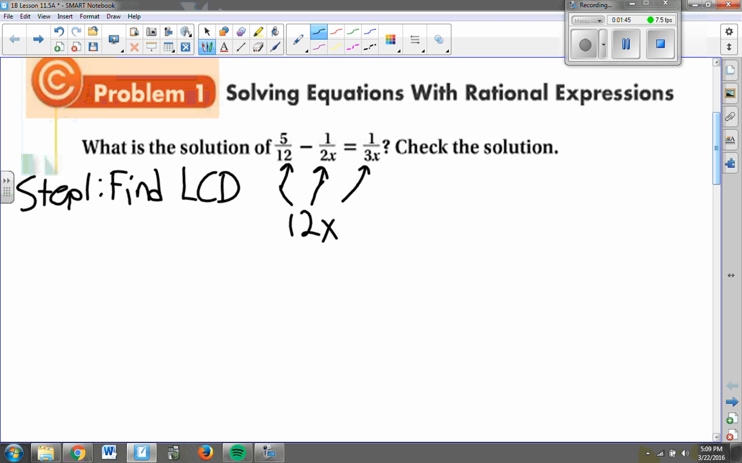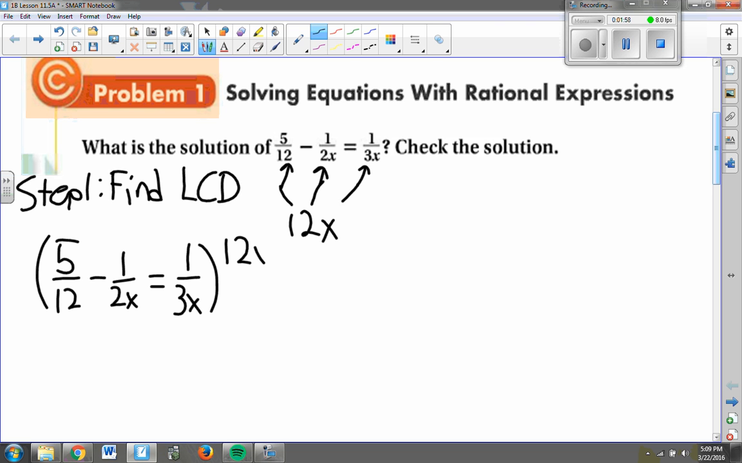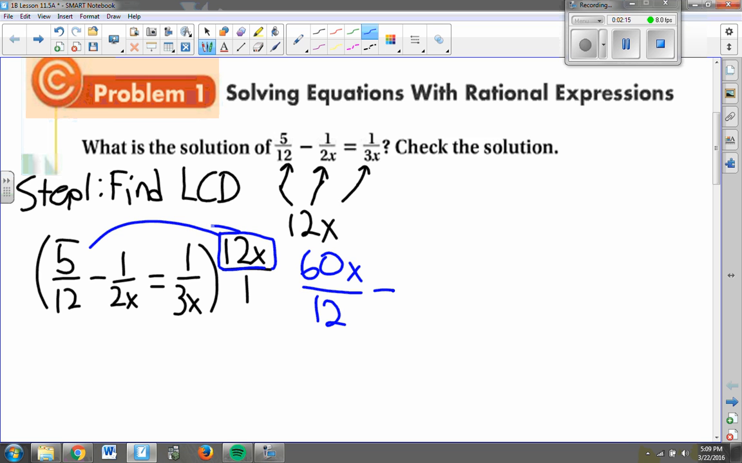So then I will multiply that entire equation, 5 over 12 minus 1 over 2x equals 1 over 3x, I'll multiply all of that by 12x over 1. So I'm going to distribute the 12x, which is my least common denominator, to each piece here. If I go there, this becomes 60x over 12 minus 12x over 2x equals 12x over 3x.